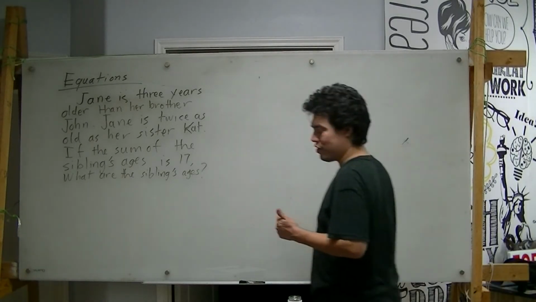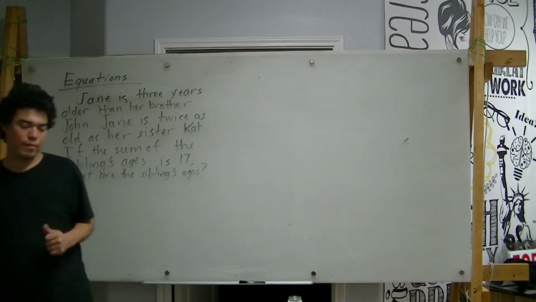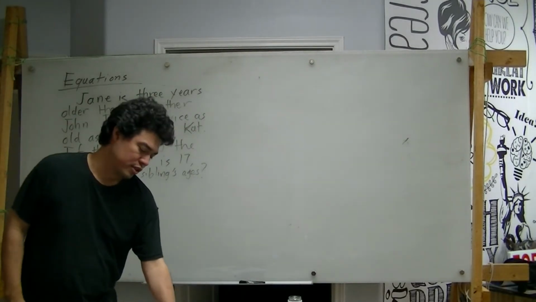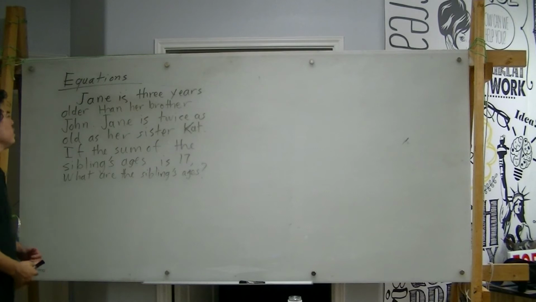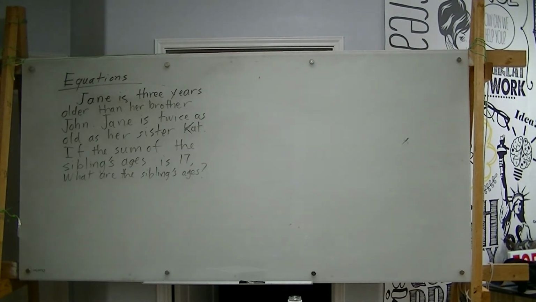So here we go, we have another word problem for us to play with, and it goes as follows. Let's read it together. Jane is 3 years older than her brother John. Jane is twice as old as her sister Kat. If the sum of the siblings' ages is 17, what are the siblings' ages?